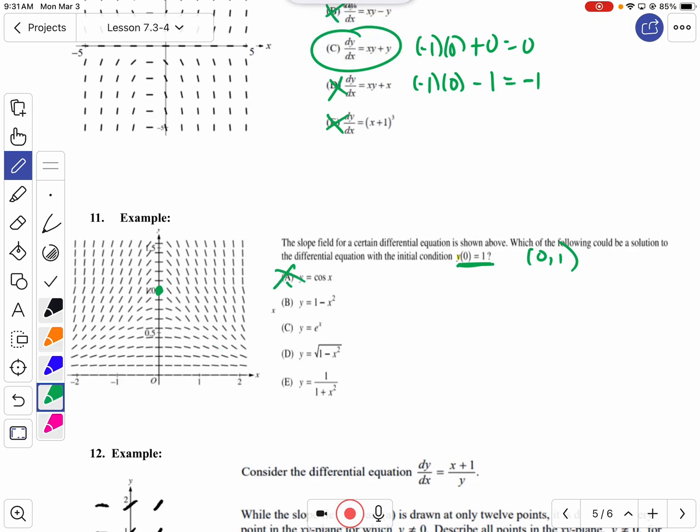What does 1 minus x squared look like? It's a semicircle. Yep. Is that the picture we have right there? Nope. Okay. What about e to the x? What does it look like? That's exponential growth. That's not what we got right there. What about square root of 1 minus x squared? Yeah, that's your semicircle. Sorry. And this was an upside down parabola. So we don't have a semicircle.